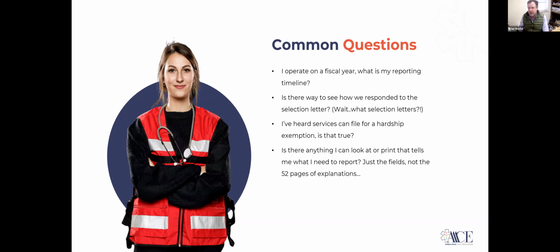And then is there anything I can look at that tells me what I need to report? That would be that CMS data instrument, which again, we would encourage everyone to submit.